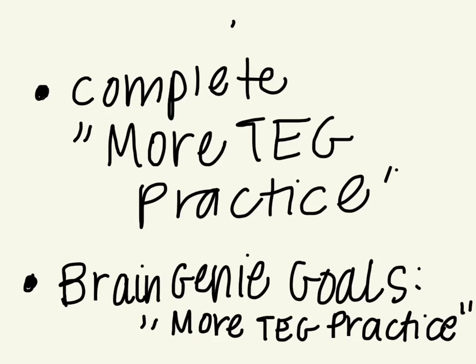So go onto your Brain Genie. On the left column, you will see the little tab that says Goals. Click on that. Click on the little section called More Table Equation Graph Practice, and you are off to doing your homework. Good luck. Let me know if you have questions.